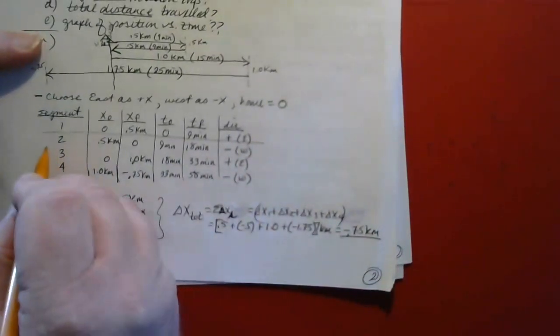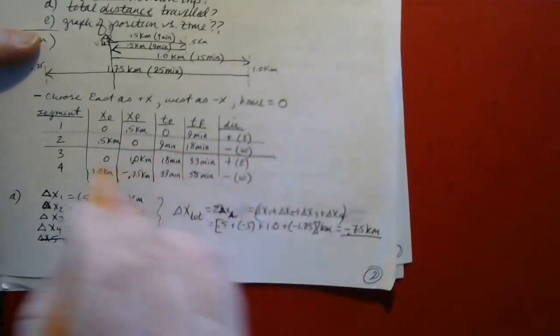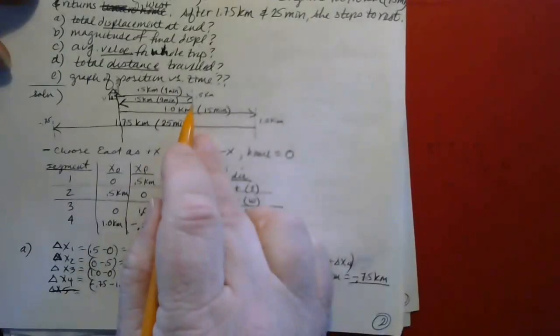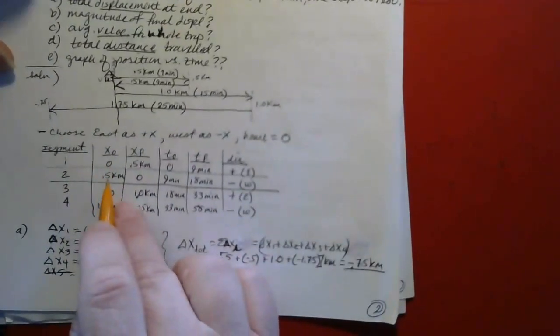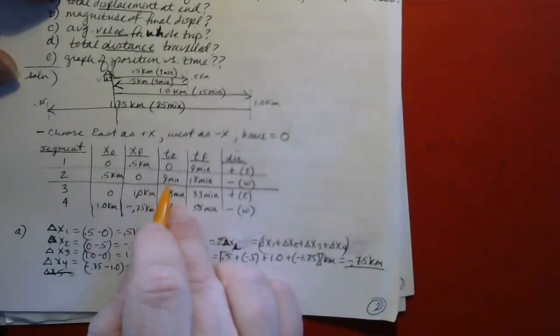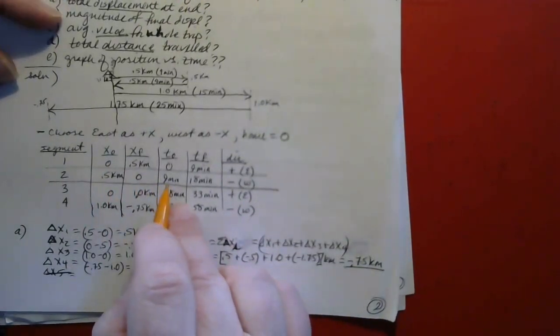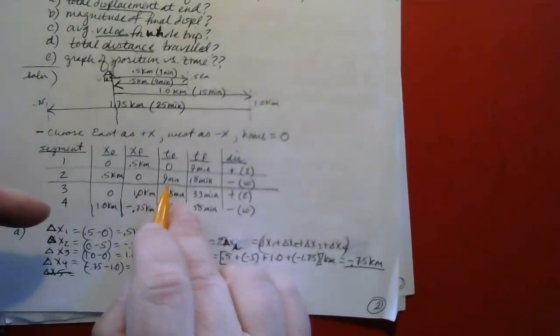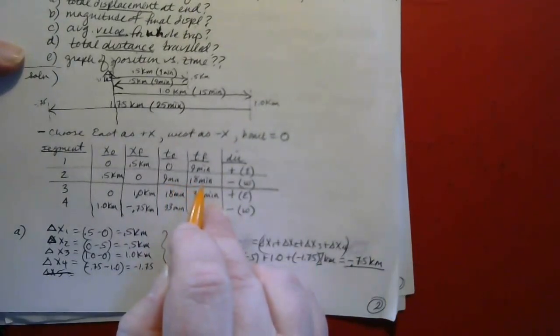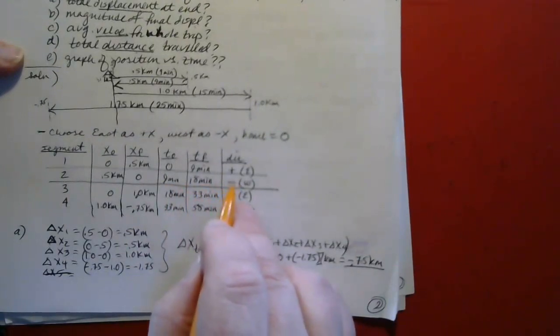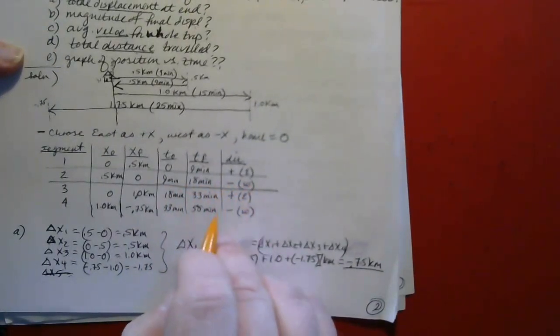The second segment started at the 0.5 kilometer mark and went back to 0. So it starts at 0.5 kilometers and ends up at 0. The beginning time for that would have been 9 minutes because she immediately turned around and went home. It took 9 more minutes to do that, so that would be 18 minutes at the end of that part of the journey. And the direction was negative, or west.